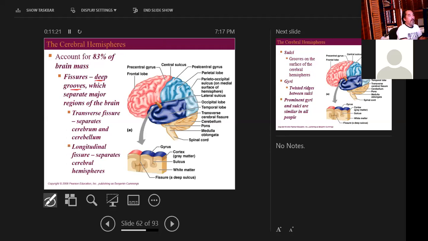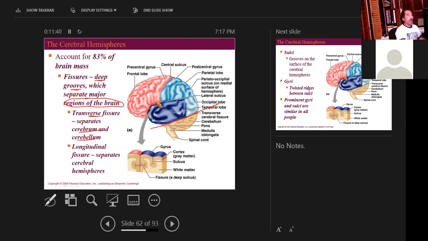And they separate major regions of the brain. The first one is called the transverse fissure. The transverse fissure is this cut here, not a total cut, okay? But an area here that separates the cerebrum and the cerebellum. That is your transverse fissure.